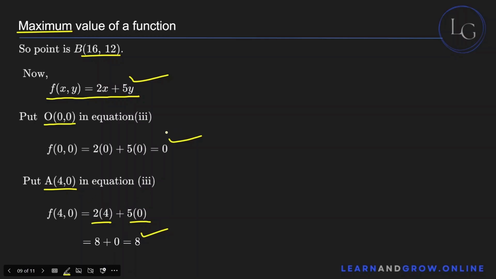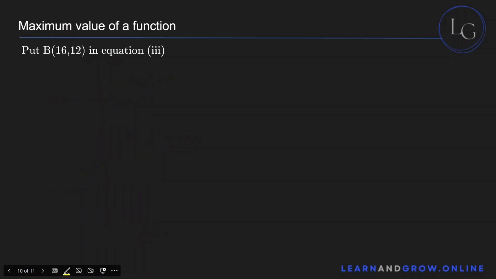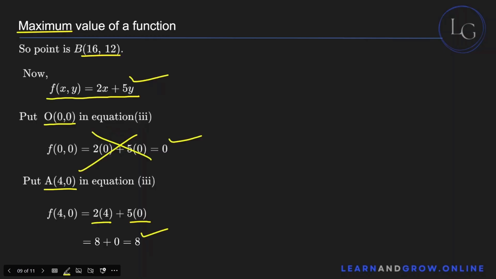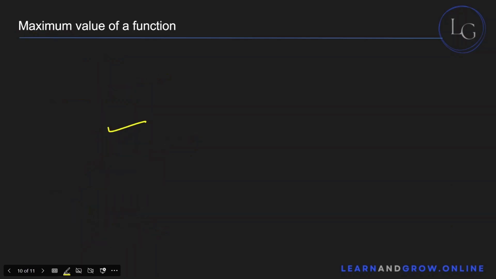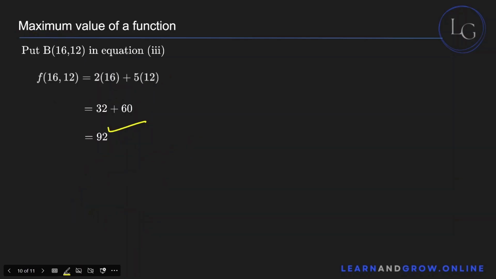Now, you can eliminate this one over here, because 0 is less than 8, and we need to find the maximum value, so the highest value that we get. We have 8, so now we have 8 as the maximum value, but we need to plug in the values of C and B as well. So when you plug in the value of B in the function, you get 92. So now what you can do is you can basically cancel out this, because 8 is less than 92. So now we have a new maximum value, which is 92.